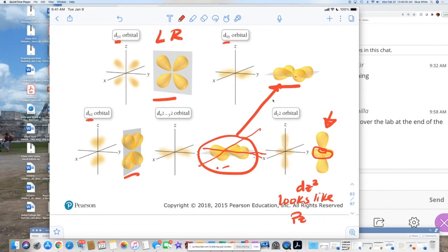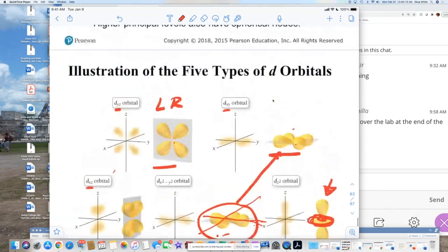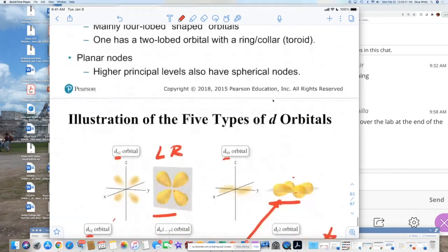PZ was vertical and it had the 2 lobes. Only this has a little balloon thing or floaty thing on its waist. So recognize the d orbital. Make sure you know how to draw the dz squared orbital. Okay. You will not be asked to draw the F.